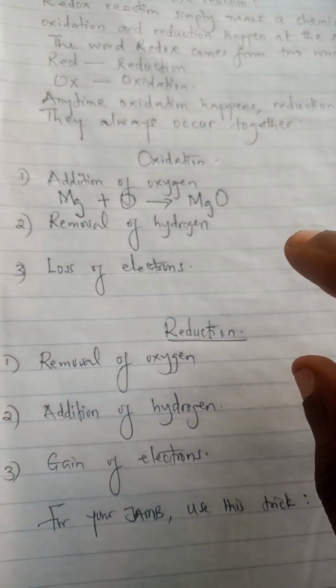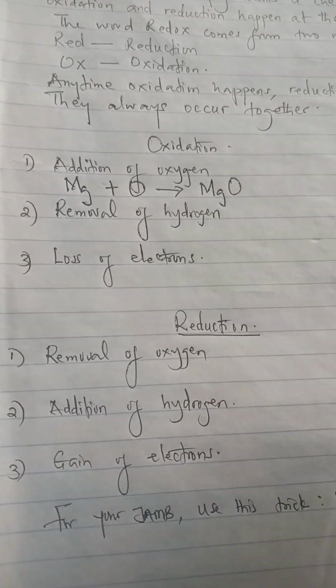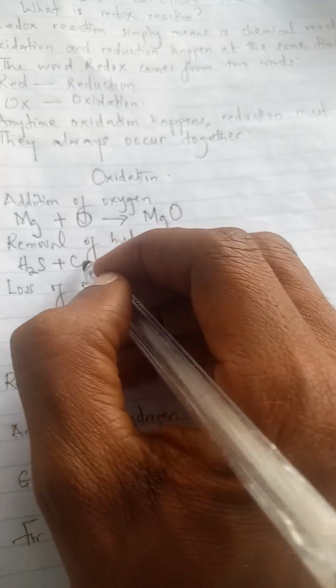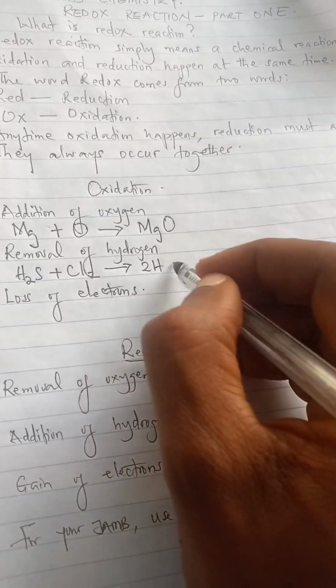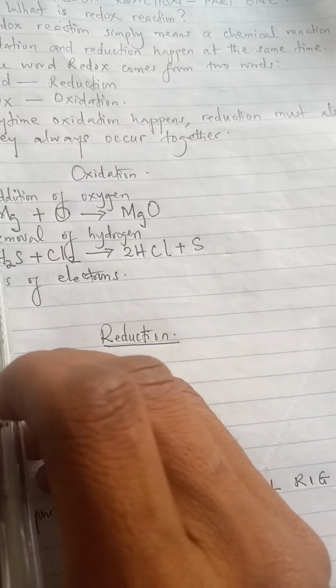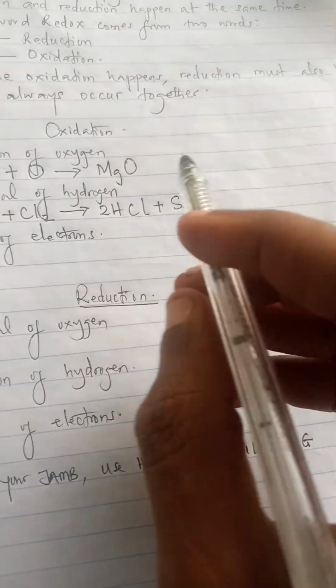Then the second meaning of oxidation is any reaction in which hydrogen is removed. If hydrogen is removed, it is called what? Oxidation. For example, look at hydrogen sulfide reacting with chlorine. It will form hydrochloric acid plus sulfur. You see now that the hydrogen that was with the hydrogen sulfide has been removed, so only the sulfur is standing here. The hydrogen has been removed and added to what? To chlorine. So another oxidation has happened.